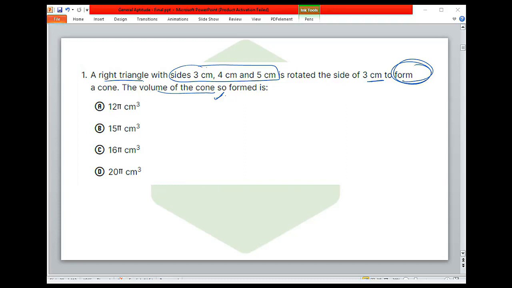Everyone, mark the answer. It's simple. Just imagine that a right angle triangle is rotated about the 3 centimeter side in order to form a cone. You need to find out the volume of the cone.